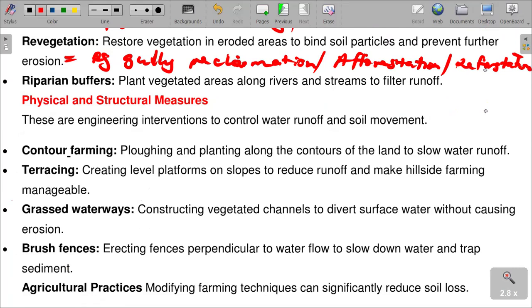So we have riparian buffers, where we plant vegetated areas along rivers and streams to filter runoff. That also has to do with reduction in siltation and, to a large extent, reducing soil erosion.